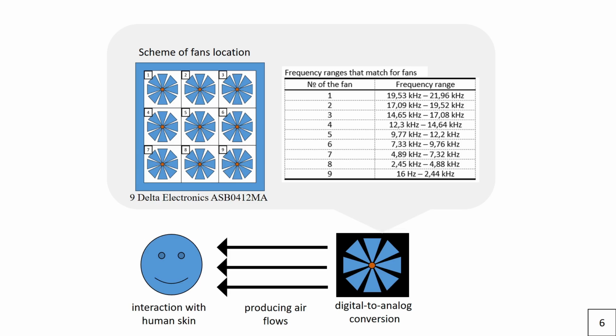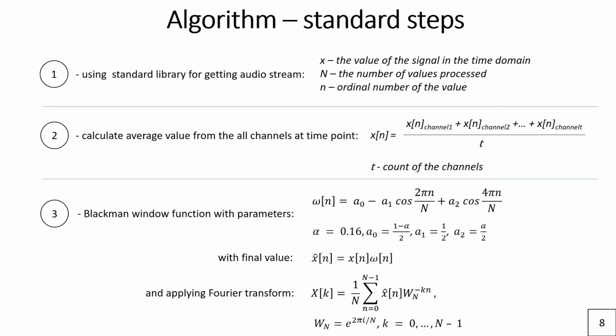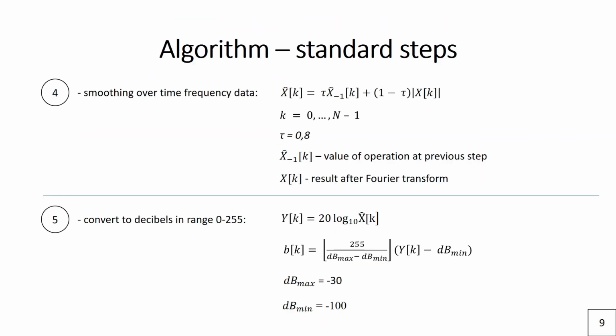For the experiment we use a complex with 9 Delta Electronics fans. The algorithm contains both standard operations and self-developed operations. Let's take a deeper look into this. First, we use a standard library for getting the audio stream. Then we calculate the average value from all channels at a time point and apply the Blackman window and Fourier transform. Then we apply smoothing over time to the frequency data and convert it to decibels in ranges from 0 to 245.